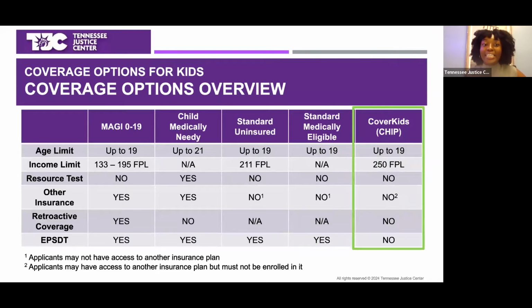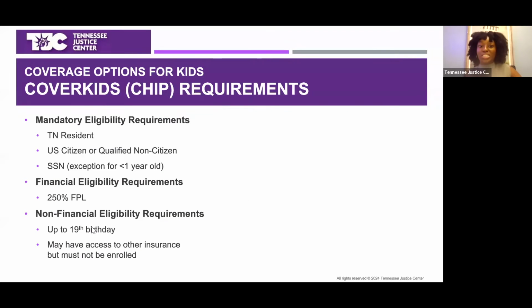All right, and then finally, this category is not protected by EPSDT, but we still think it's a good coverage option for kids, and so we still want to go through it. It's CoverKids, which is Tennessee's CHIP program. So this is a great option for families who can't meet the strict income limits to qualify for TennCare. The eligibility requirements for CoverKids are the same as TennCare MAGI. So you must be a citizen, you must be a Tennessee resident, must have a Social Security number. The only difference is that the income limit goes up to 250% of poverty.